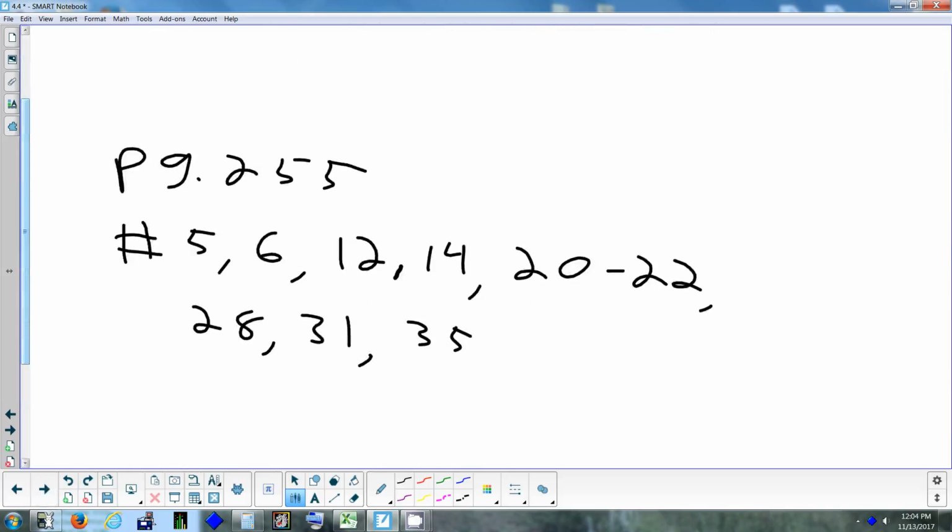Okay, homework tonight. It's on 255. It's not really a ton of problems, just a little bit of graphing, a little bit of solving equations. 5, 6, 12, 14, 20 to 22, and 28, 31, and 35.